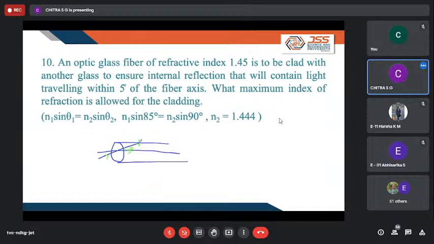So if a ray is entering into your fiber, that's what they are telling. So traveling with 5 degree with respect to the fiber axis. So this is theta 1. So when it enters into the fiber, the angle is 5 degree. So what will be the angle of incidence at the core cladding interface? 90 minus 5 degree. So this angle will be equal to 85 degree. So 90 minus 5 is nothing but 85 degree.